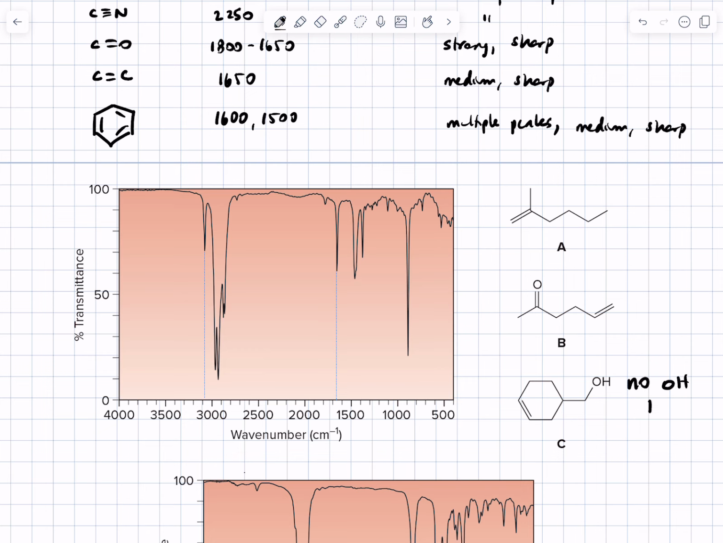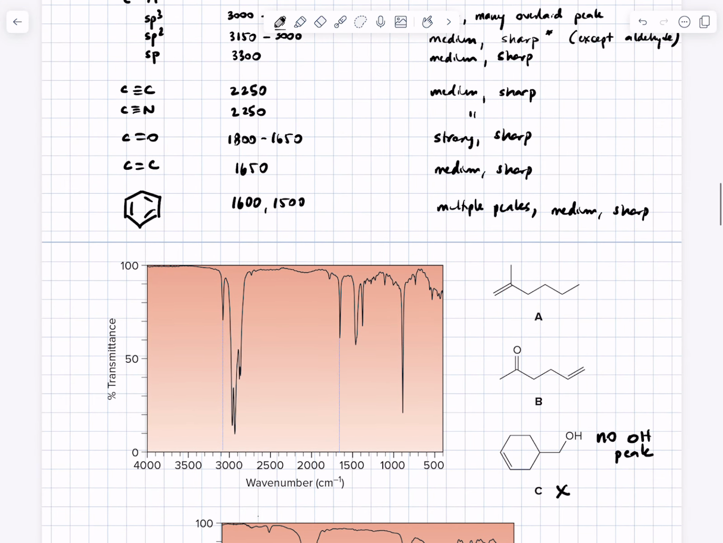That automatically rules out C as an option. Okay, let's talk about B. The key feature on our list for B would be, notice how I didn't even see the OH peak, and I didn't even worry about the carbon-carbon pi bond. Also, all of the molecules have carbon-carbon pi bonds, so if I want to distinguish between them, looking for differences there is silly.